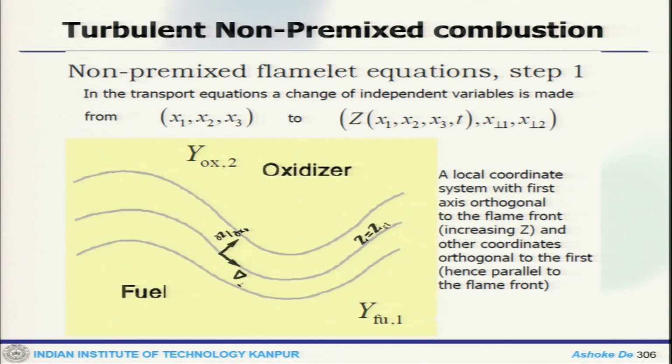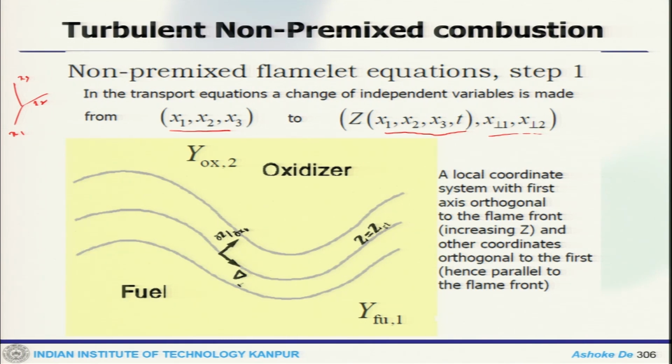Now when you look at this flamelet equation, what we do, that is the step 1, how we go about it, step by step process. Now we have transport equations, and the transport equations are defined in this x1, x2 and x3 coordinate system. This is our global coordinate system. Now what is done is a change of independent variable, which is like that Z, which is a function of this, and we make it to another coordinate.